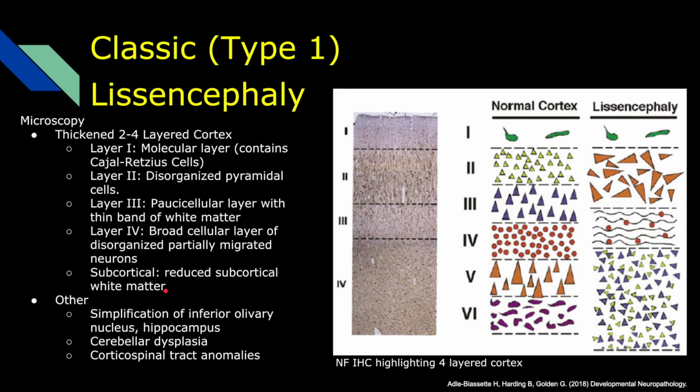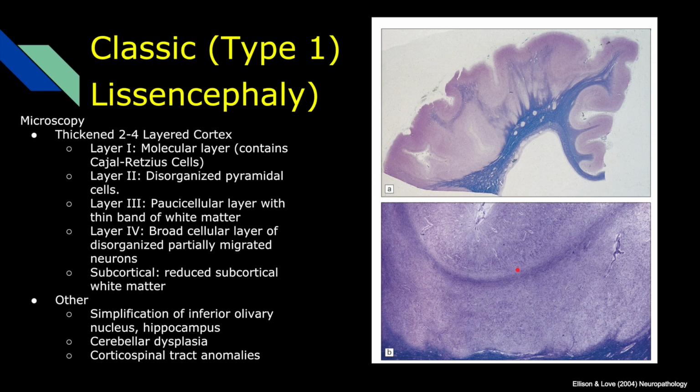Other things to note is that there's simplification of other structures like inferior olivary nuclei and the hippocampus. This is probably not entirely unexpected, given that these are highly intricate and complexly organized structures. So if you have defects in the migratory machinery, you would expect that such structures would be difficult to form. Again, there's cerebellar dysplasias in some cases, and again, corticospinal tracts are going to be difficult to form when you don't have very nicely oriented pyramidal cell layers.